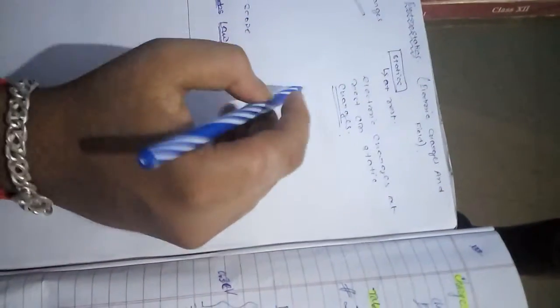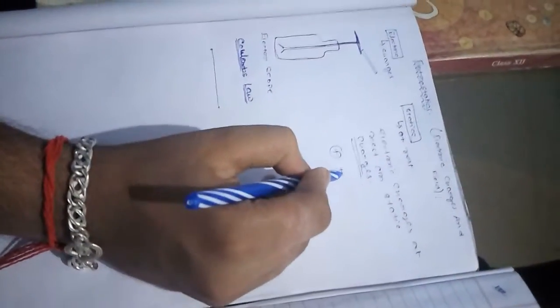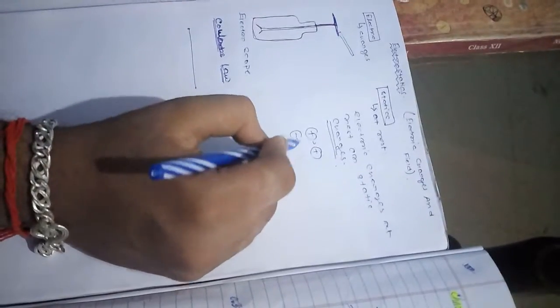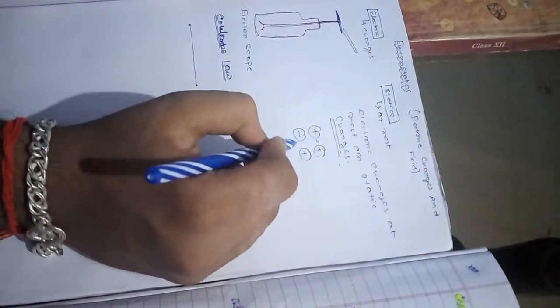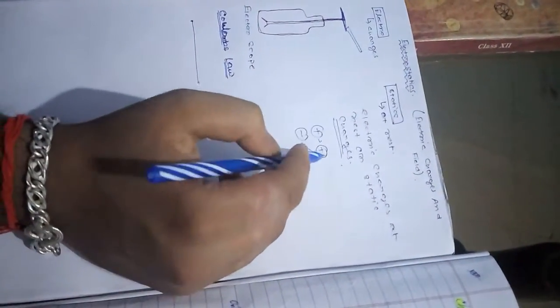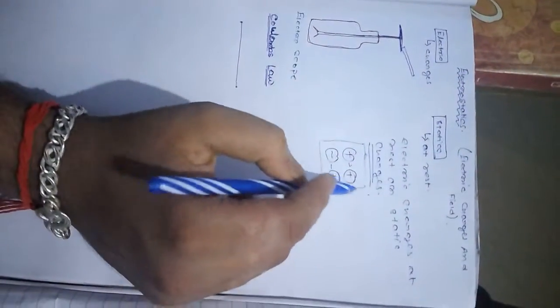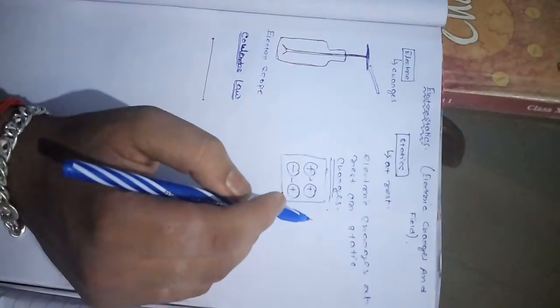In our previous concept of electricity, we came to know that like charges repel each other and unlike charges attract each other. Suppose this is a positive charge and this is a positive charge, they will repel each other. If this is a negative charge and this is a positive charge, they will attract each other. This was the simple characteristic feature of charges.